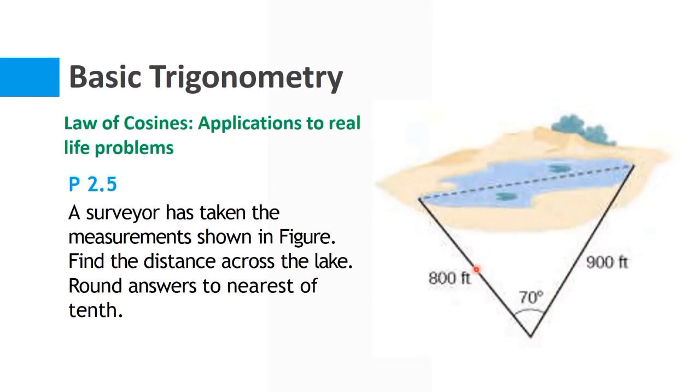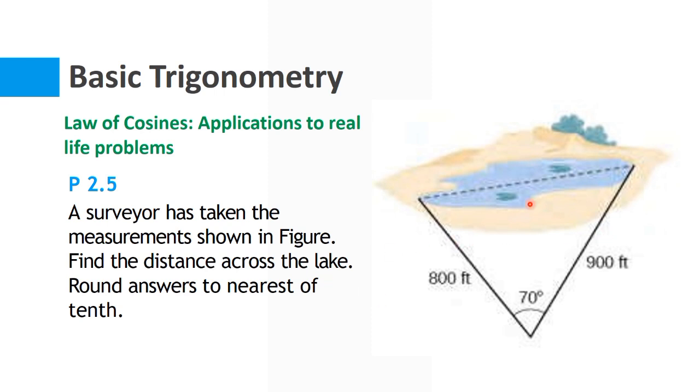This is a practical application of the law of cosines, in which it has been asked that a surveyor has taken the measurement shown in the figure. Find the distance across the lake. This is the distance across the lake. Round the answer to the nearest 10.